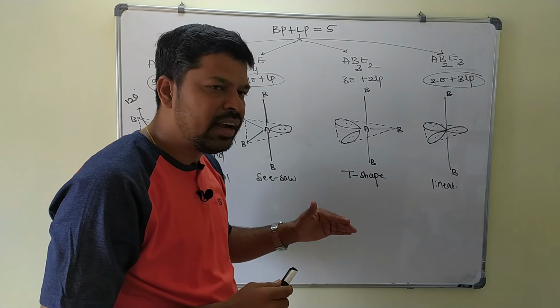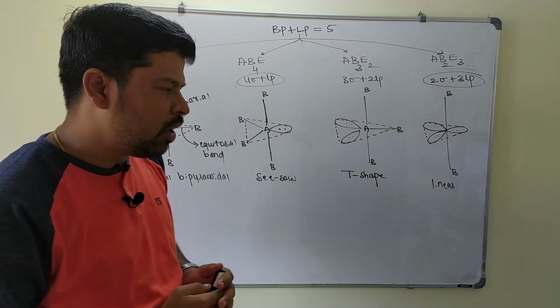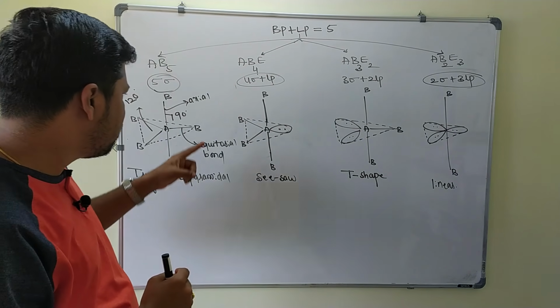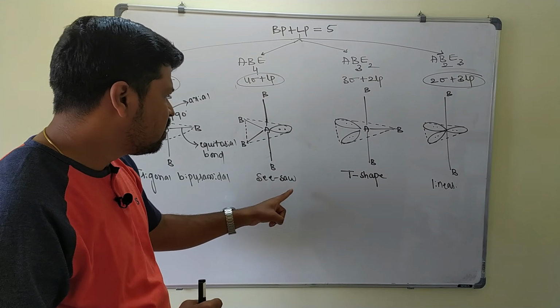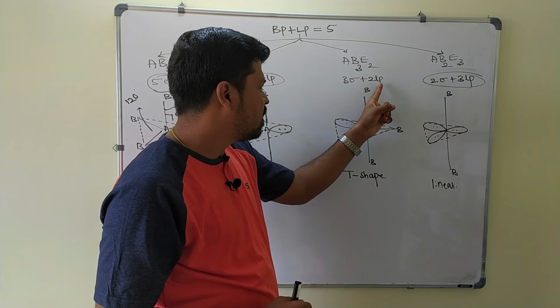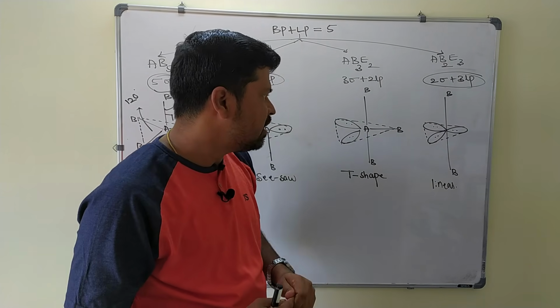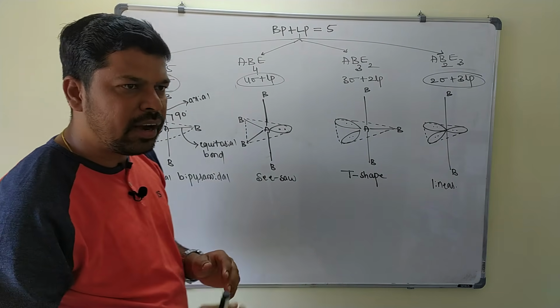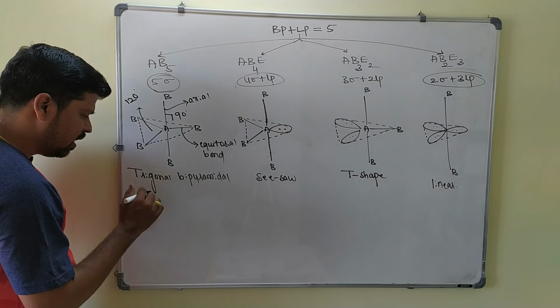So now we will write an example for each type of the model. First you have to remember 5 sigma bonds is trigonal bipyramidal, 4 sigma bonds plus 1 lone pair is seesaw shape, then 3 sigma bonds plus 2 lone pairs of electrons is T shape, then 2 sigma bonds and 3 lone pairs of electrons is linear shape. Now we will write different examples for these things.